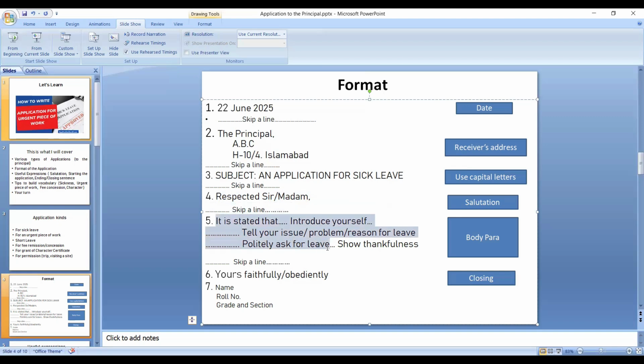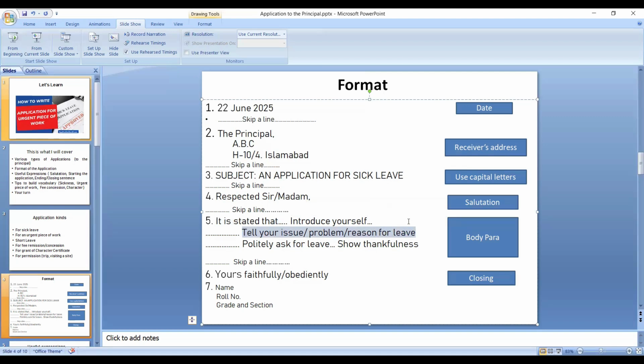very crucial part of the application is the body paragraph. So what you need to do is learn how to begin the body paragraph. You can begin with "it is stated that," and next you are to introduce yourself. So provide brief but complete information about your class, your roll number, the year you are in. Once you do that, next you are to tell your issue.